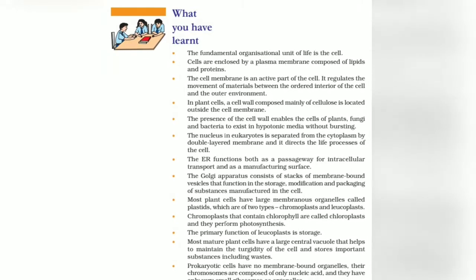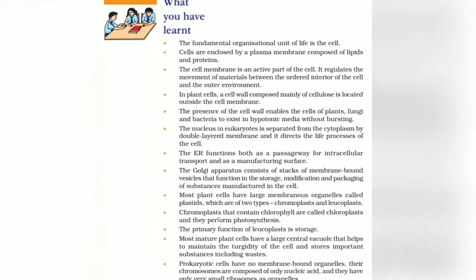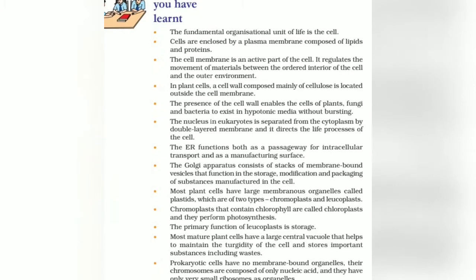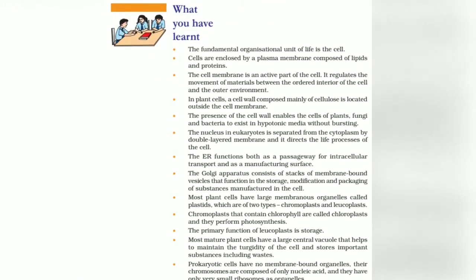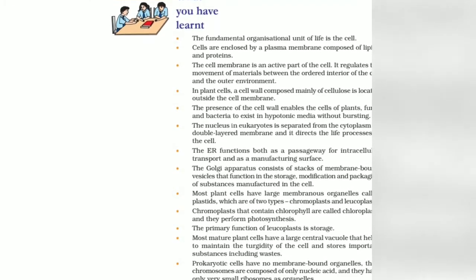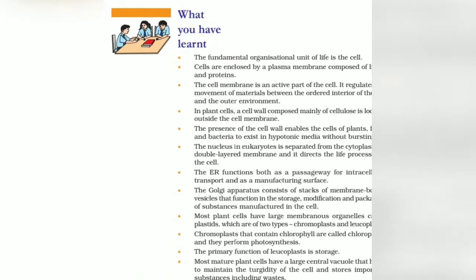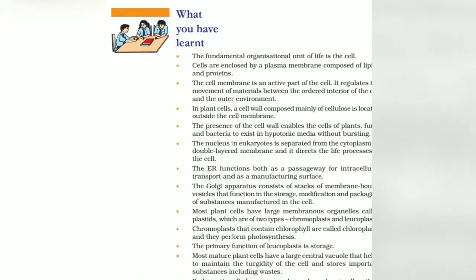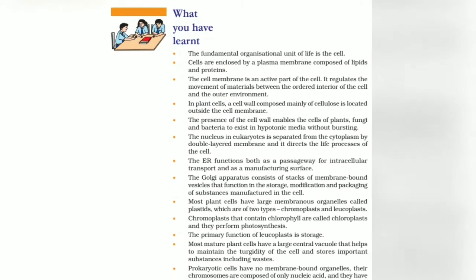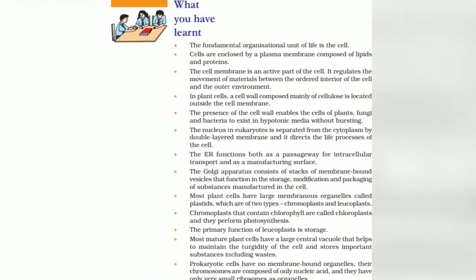Next is nucleus in eukaryotic cell, which is a double layer membrane organelle which is called the control center of the cell. Next, we had learned about the endoplasmic reticulum, which is called the highway system of the cell, as it transports the material from nucleus to cytoplasm. Then we had seen the Golgi apparatus, which consists of a stack of membrane-bound vesicles, which function in storage, modification, and packaging of substances manufactured in the cell.